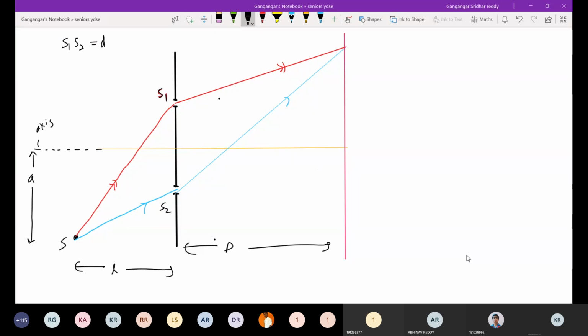What are the conditions? d very much less than D. Similarly, A very much less than L. Small d and A will be of the same order, millimeter. D and L will be of the order of meters. So now let at point P they undergo interference. So we have to calculate the path difference of the rays arriving here, and this is a screen.